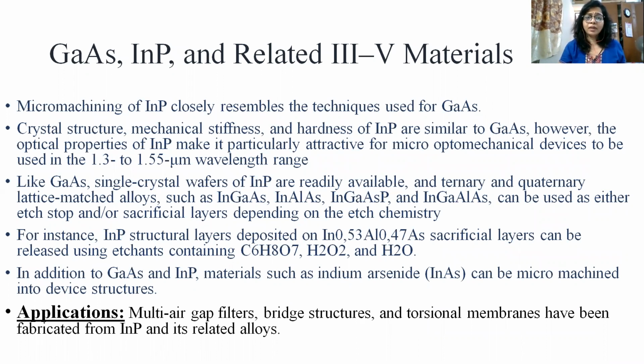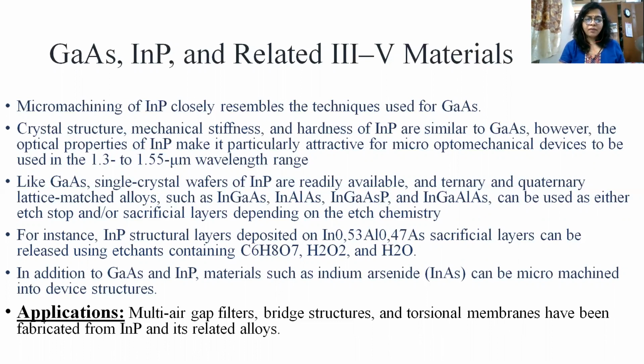Micromachining of indium phosphide closely resembles the techniques used for gallium arsenide. Crystal structure, mechanical stiffness and hardness of indium phosphide is similar to gallium arsenide. Like gallium arsenide, single crystalline wafers of indium phosphide are readily available, and ternary and quaternary lattice matched alloys such as indium gallium arsenide, indium aluminum arsenide, indium gallium arsenide phosphide can be used as either etch stop or sacrificial layer depending on the etch chemistry.